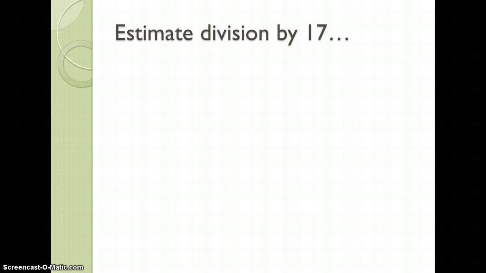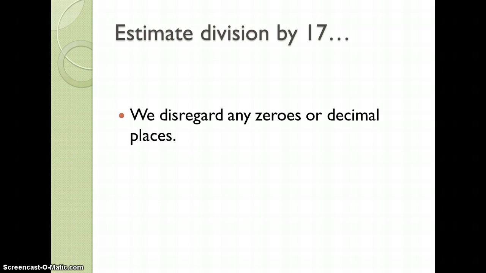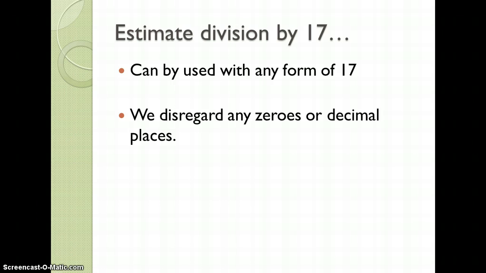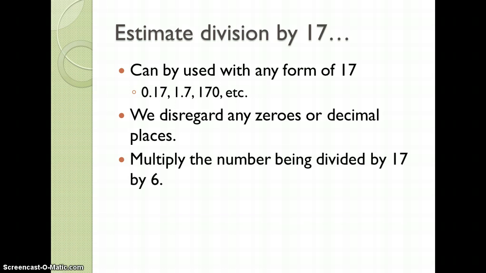Finally, division by 17. We can use this with any form of 17: 1.7, 0.17, 170, 1700, etc. Just like usual, we disregard any zeros or decimal places. Multiply the number being divided by 17 by 6. That's the key, multiplying by 6. Apply the test of reasonableness.